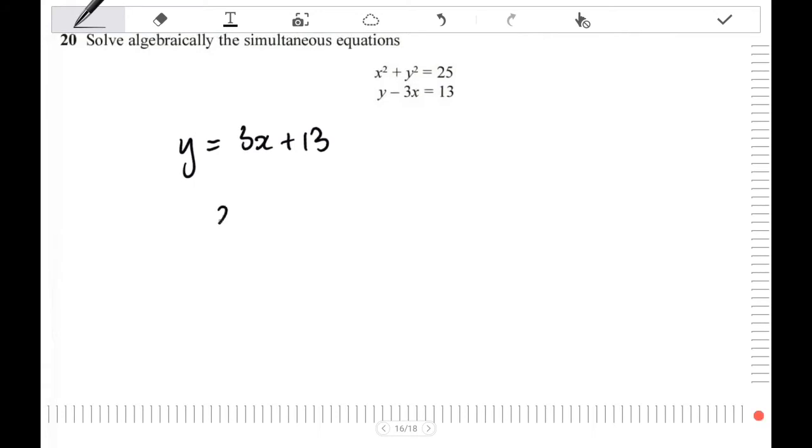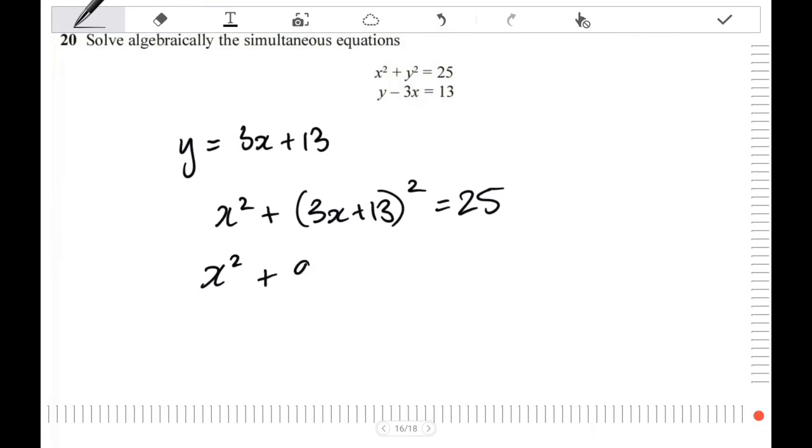x squared plus y squared equals 25. So x squared plus y squared, in this case it's 3x plus 13 all squared, equals 25. End up with x squared plus 9x squared plus 3 times 13 is 39, so 39x. But you're going to end up with 39x twice, if you were to just expand the brackets. Plus 13 squared is 169. This equals 25.